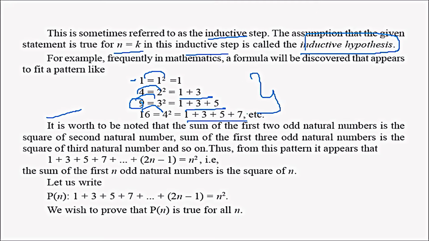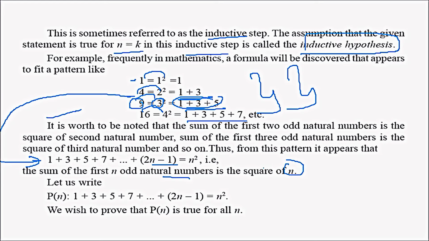So what we have got here is worth noting: the sum of the first two odd natural numbers is the square of the second natural number. The sum of the first three odd natural numbers is the square of the third natural number, and so on. So this pattern can be written in expression form as 1 plus 3 plus 5 plus 7 and so on up to 2n minus 1, which is nothing but a representation for an odd number. This is equal to n square. So the sum of the first n odd natural numbers is equal to the square of n.